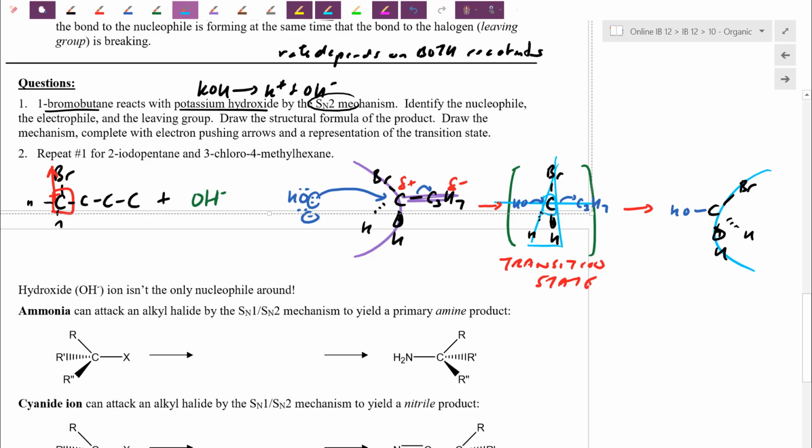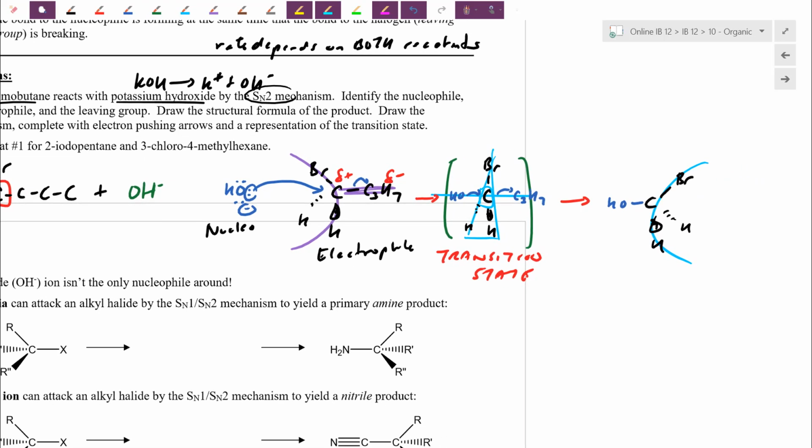Okay. Let's see if we can identify the bits here. The nucleophile is the thing that's attacking, the thing that's going for the positive part. So the OH here is the nucleophile. The electrophile is this entire alkyl halide part. The leaving group, as the name suggests here, is the chemical that leaves. Well, the thing that got lost is C3H7, now C3H7 with a negative charge here. This one here is my leaving group.